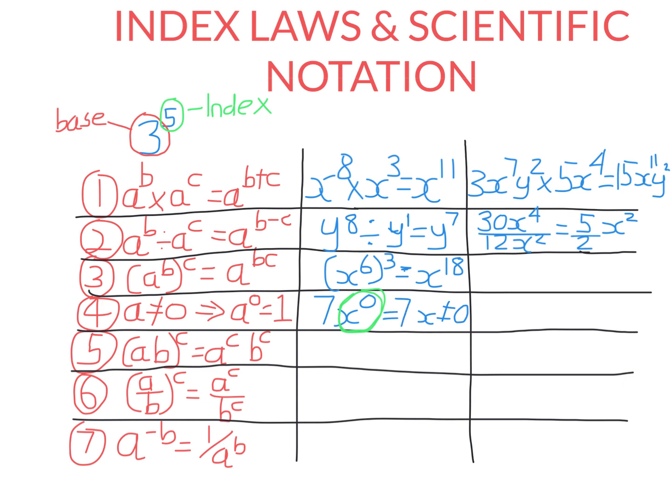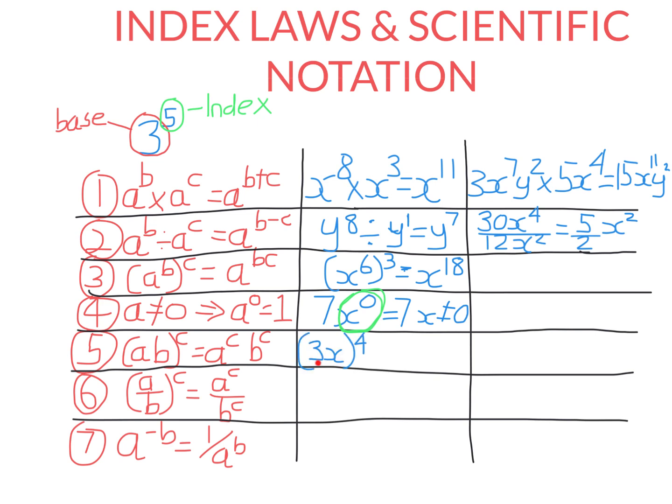All right, the fifth index law says if two things are being multiplied and you raise it to a power, just raise the first thing to that power, raise the second thing to that power. In other words, the power of the product is the product of the powers. Note the difference between 3 and 5 here. In 3, b is a power, so we have 2 powers. In 5, b is a base, so we have 2 bases here.